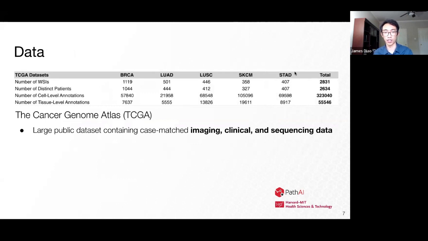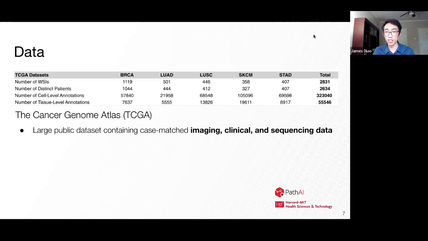And you can see the number of slides, WSI is whole slide image, ranges from the mid hundreds to over 1,000 in BRCA. The number of patients is slightly lower because some patients have more than one slide attached to them. Later I'll talk about how we choose which slide to analyze in the downstream analyses where it needs to be one patient per sample. And then we have, as you can see, a very large number of cell level annotations, about 300,000 across these 3,000 slides or so. And then a smaller number of tissue level annotations.